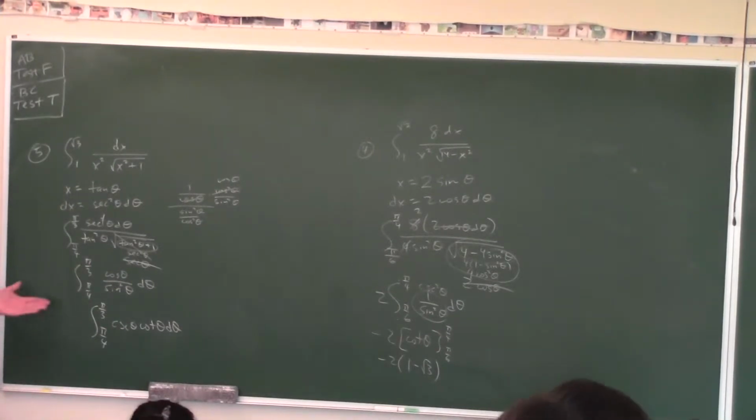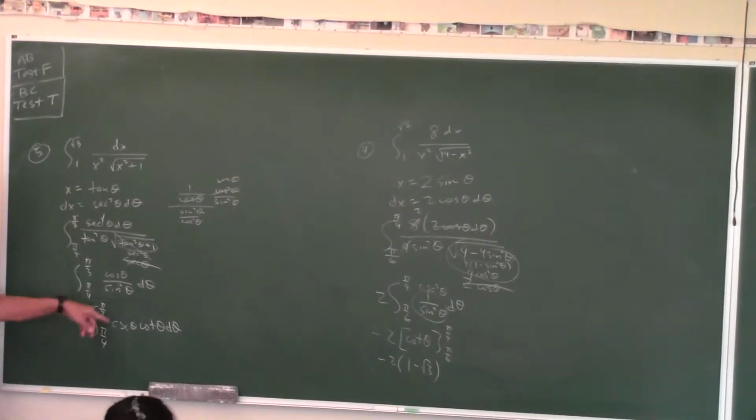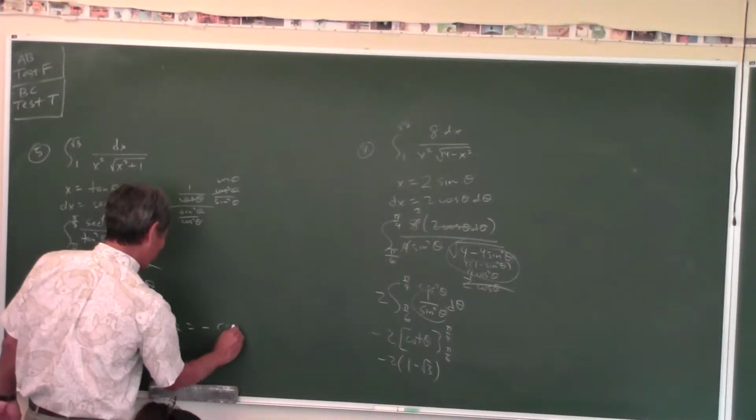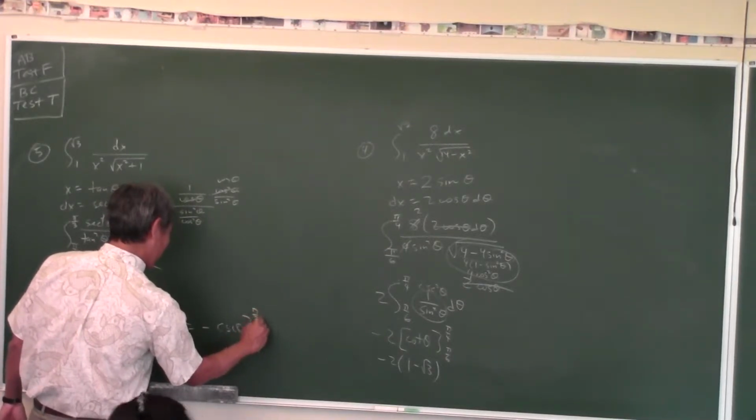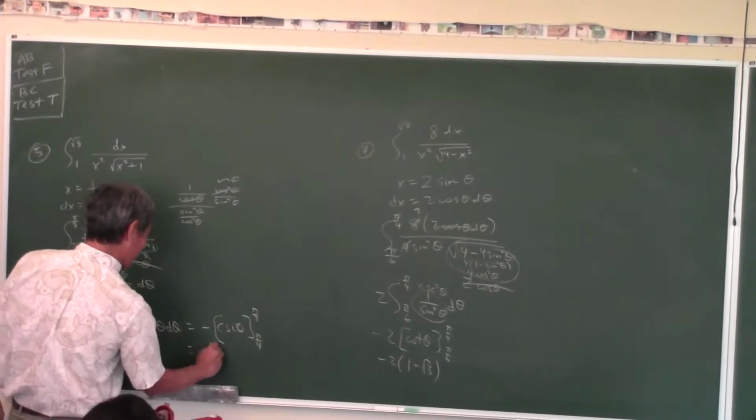But if you let u equal sine theta, that would work just as well too. But this one's better because, hey, you're on the list. Negative cosecant. Very good. So negative cosecant theta from pi over 4 to pi over 3. Factor out the constants.